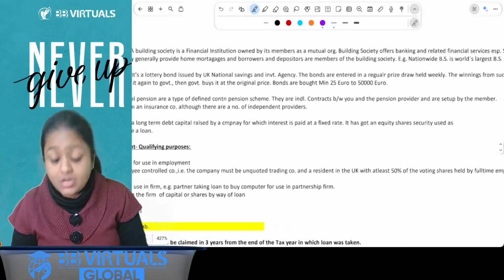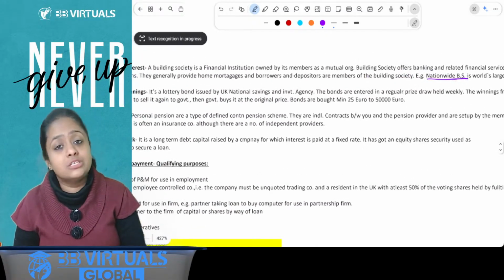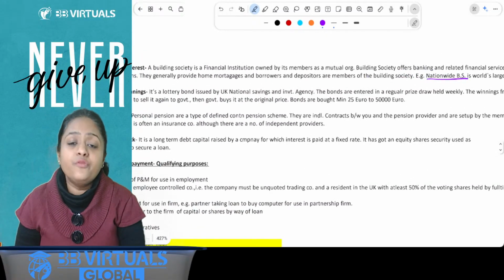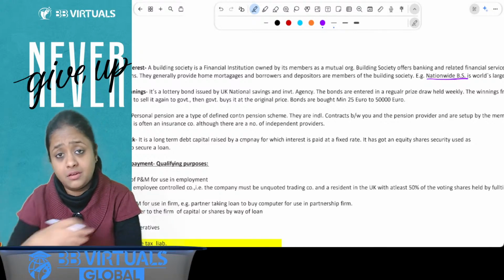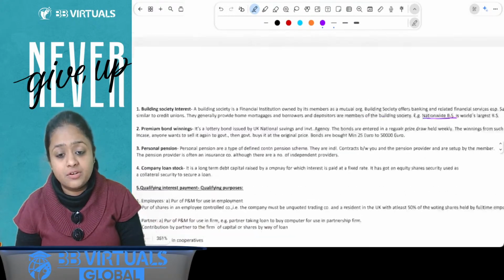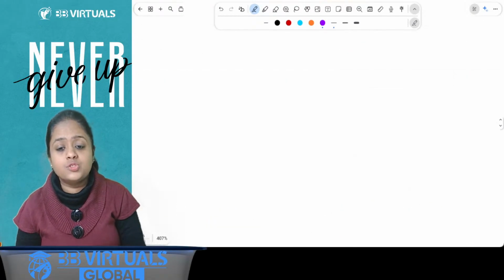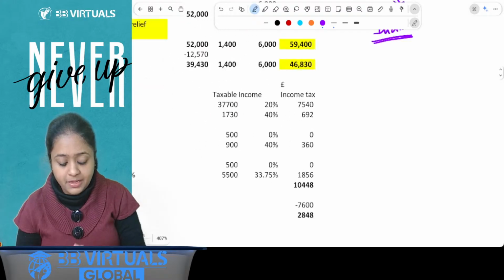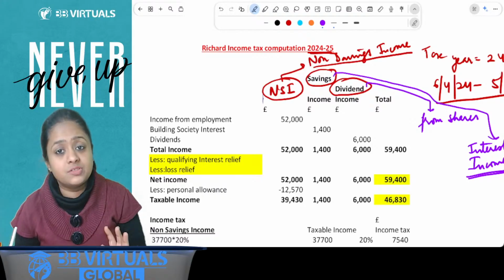One of the world's largest building societies is Nationwide Building Society, which is also registered in UK. So if you lend out money to somebody in the group and you're receiving interest, you're receiving building society interest. Would that be covered in the interest income? Yes, that will also be covered in the savings income only. So when we see the savings income, I will cover the building society interest also.